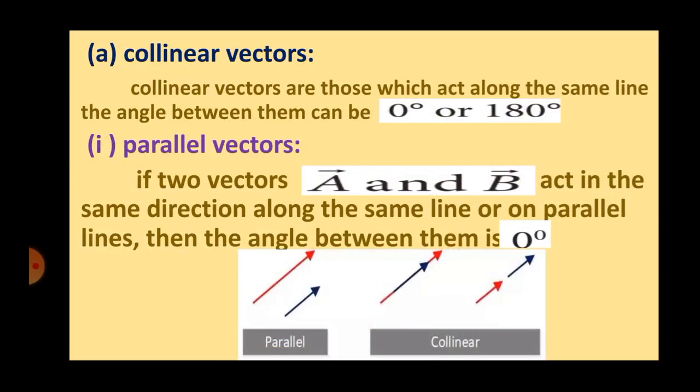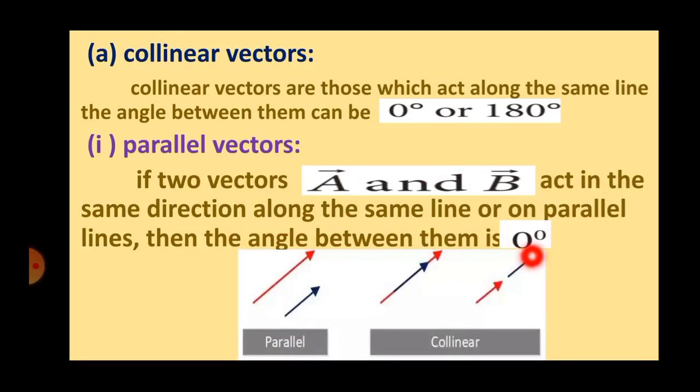Then the next type of vector, collinear vectors. Collinear vectors are those which act along the same line. The angle between them can be 0 degree or 180 degrees. The first type of collinear vector is the parallel vector. If two vectors A vector and B vector act in the same direction along the same line or on parallel lines, then the angle between them is 0 degree.